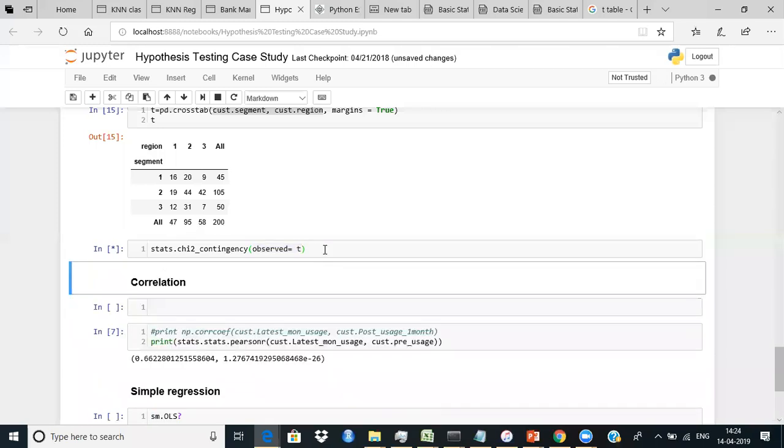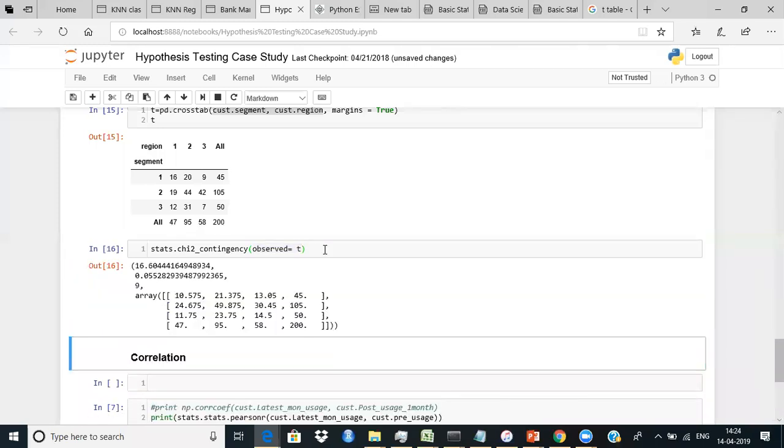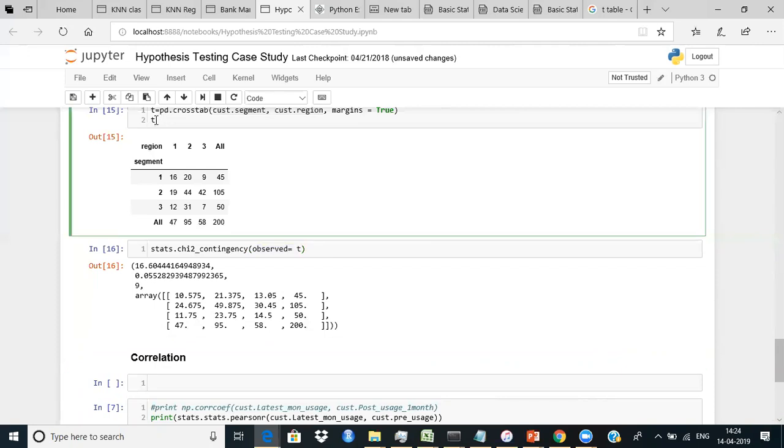As soon as you pass it, if you run this, you get 4 things as output. Now, before we go on: observed equals T. What signifies T? Here we created T, which is the cross tab.